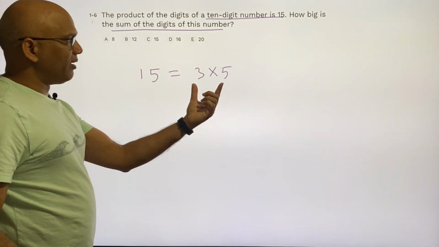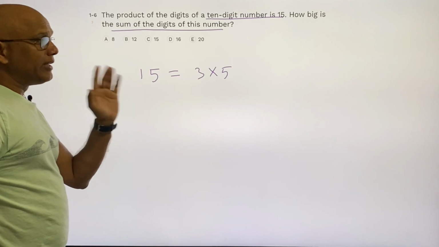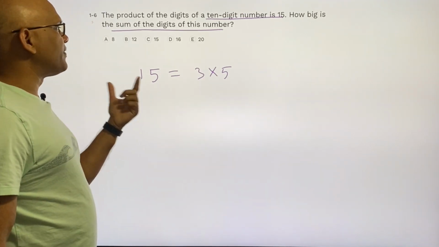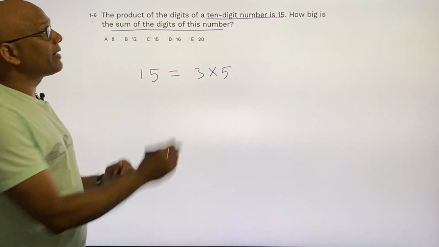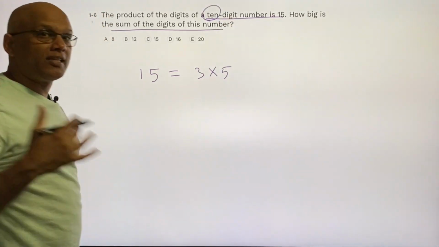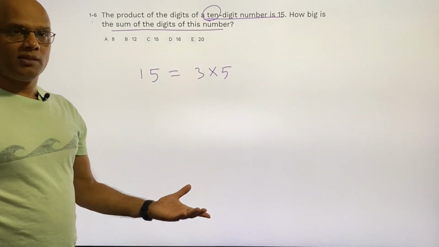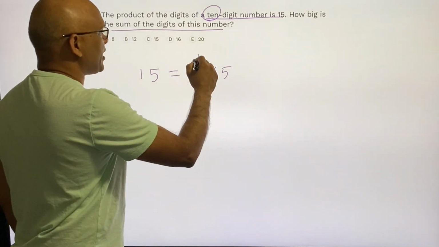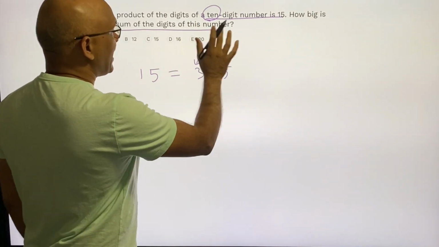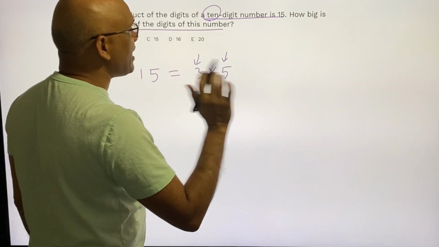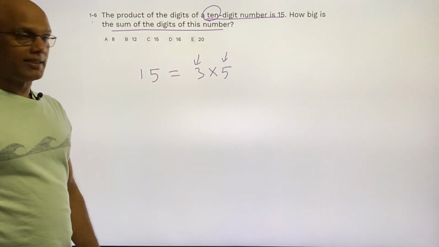I cannot factorize it anymore. So this is the only way I can factorize 15, 3 times 5. But it is a 10-digit number, right? So the other digits must be ones, right? So one digit is 3, one digit is 5, and there are 8 more digits. They all must be ones, right?